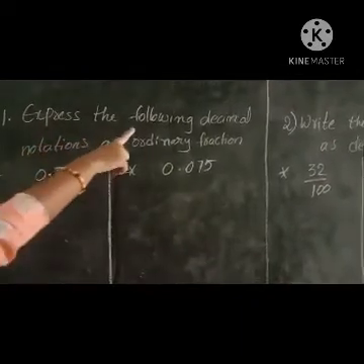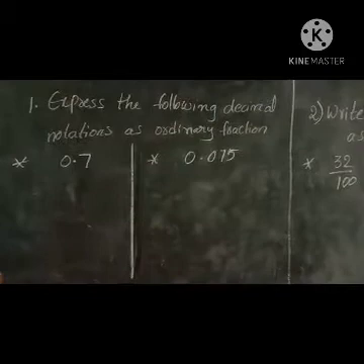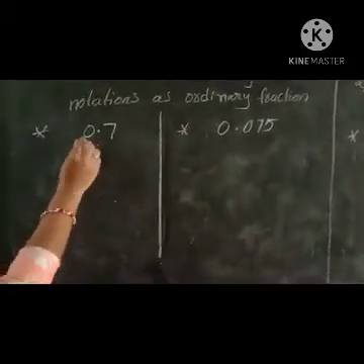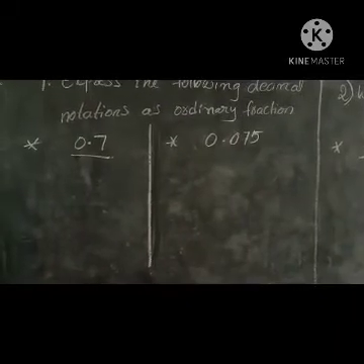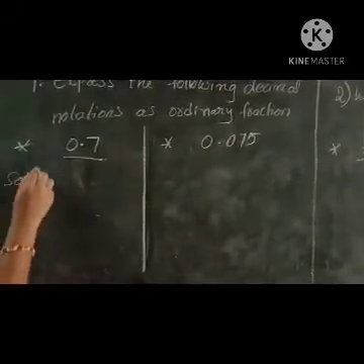Express the following decimal notations as ordinary fractions. Ordinary fraction we have to write here. Already I told you this is a decimal number. We have to convert this decimal number into a fraction. So see the solution here now. What is the question here?